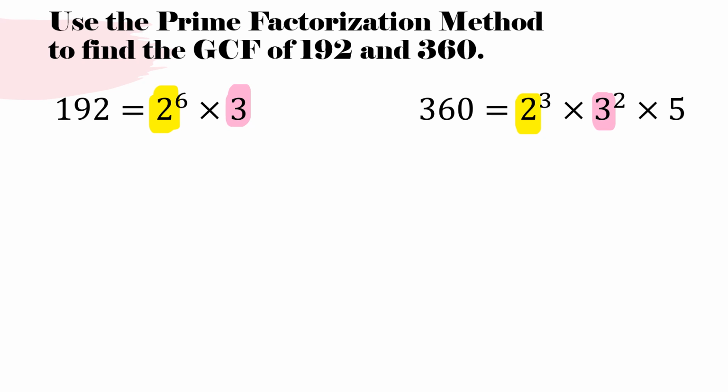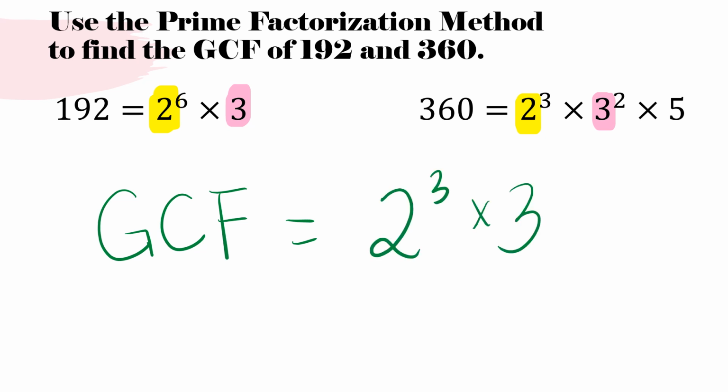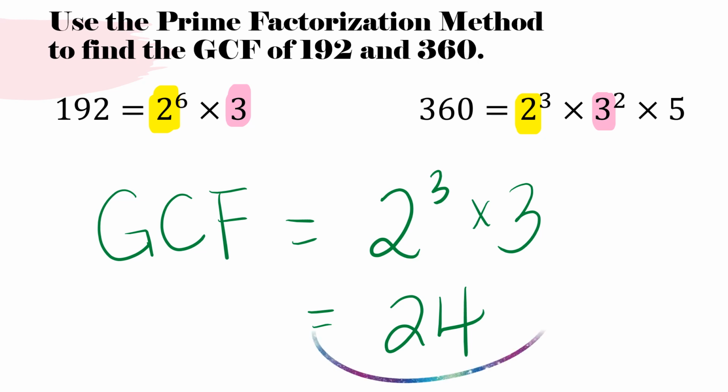All right, so now we take the common factors and we bring them down. So our greatest common factor is 2 to the 3rd times 3. 2 to the 3rd is 8. 8 times 3 is 24. So our greatest common factor of 192 and 360 is 24. This is my favorite method for finding the greatest common factor. I think it's the easiest to use, but you can use whatever method that you prefer.